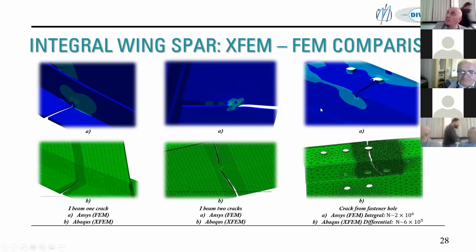Also, when we compare these images, we can see that crack paths predicted by both XFEM and FEM are almost the same. And that was also the evidence that all these boundary conditions, if they're well applied, will be in correlation not with each other only, but also in correlation with the experimental crack growth.